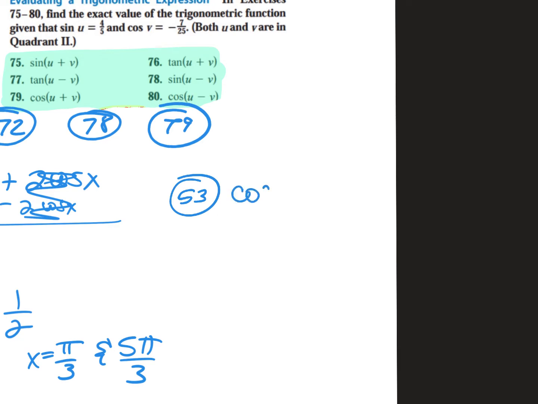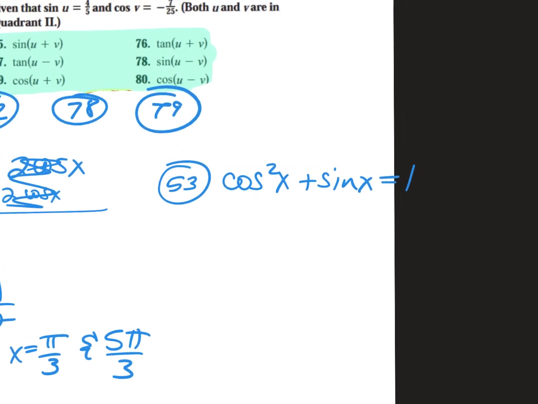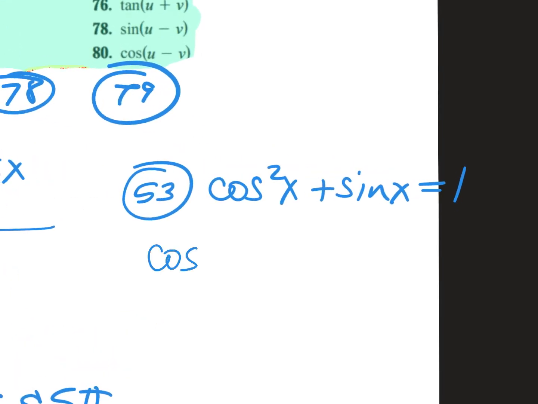53 says cosine squared x plus sine x equals 1. All right, this one's a little different. Why is this one different? There's a squared. Good. What's another reason it's a little different? They're different trig functions, okay? So when you have two trig functions, one of them is squared, you think, ooh, this is probably a quadratic, so I'm going to have to try and factor it.